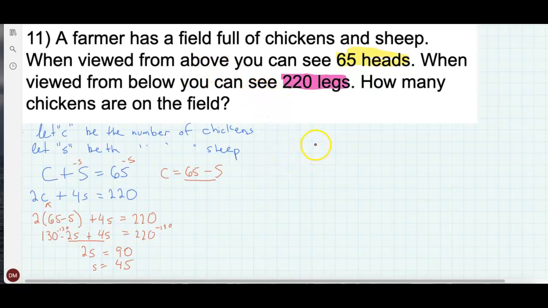Okay, so the number of chickens, C, is equal to 65 minus S, which is 45. So C is equal to 20. So there are 20 chickens, right? That's how many chickens we have. Yep, pretty practical stuff for farmers in the field. Anyway.